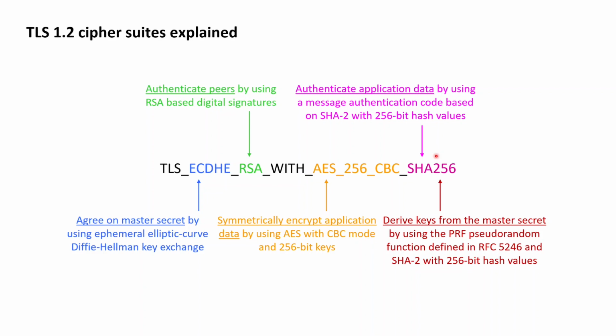Within TLS 1.2, this cryptographic hash function is then used in two places. The first place SHA-2 with 256-bit hash values is used is as part of the HMAC message authentication code that's used to provide authenticity to the application data exchanged later between the client and the server. The second place this cryptographic hash function is used within TLS is as part of the pseudorandom function PRF, which is used by TLS 1.2 to derive encryption keys and keys for HMAC from the initial master secret agreed on by the client and the server.